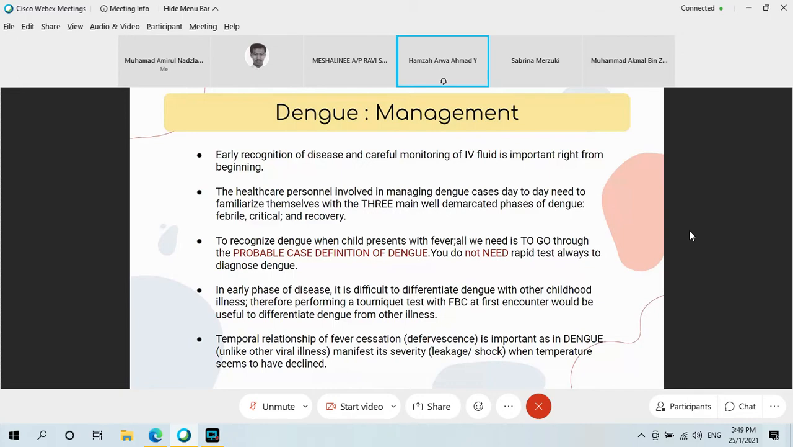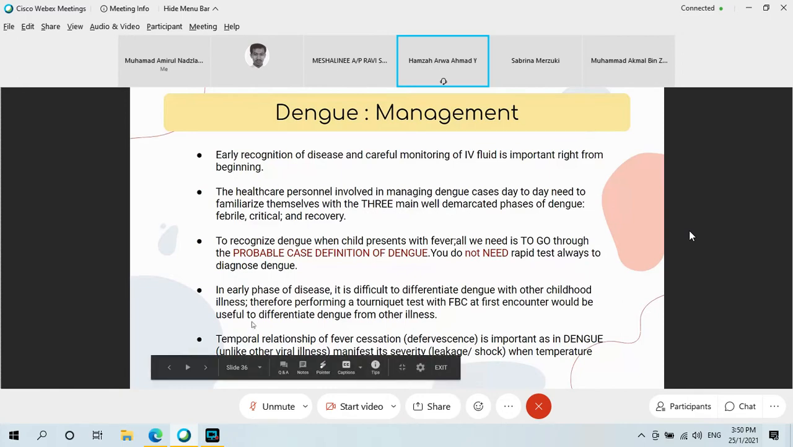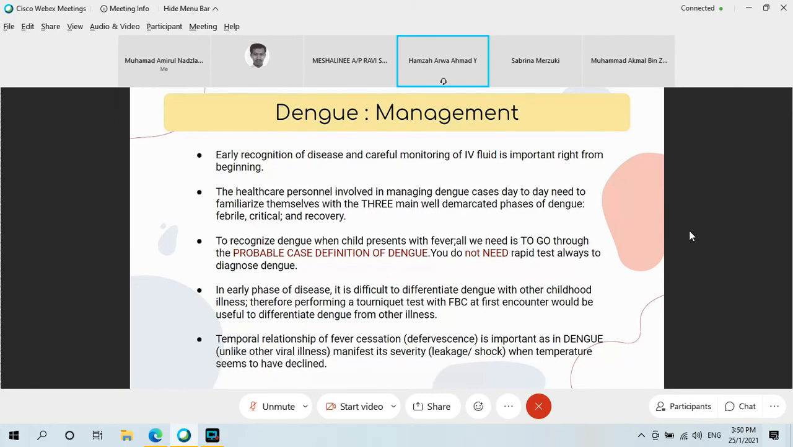So here in the early phase of the disease, it is difficult to differentiate dengue from other childhood illnesses. I mentioned this before. The last point is the temporal relationship of the fever cessation. When the temperature drops, it is important in dengue. Severity is manifested, like plasma leakage or shock, when the temperature is seen to decline.